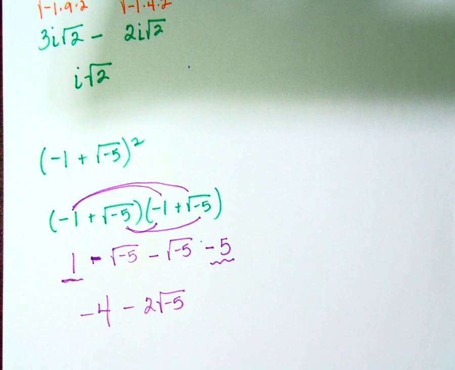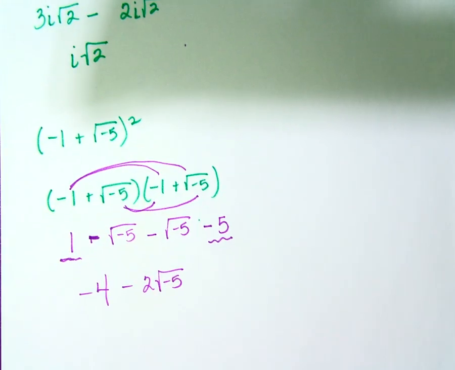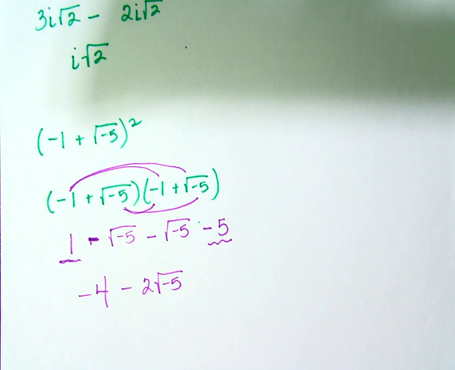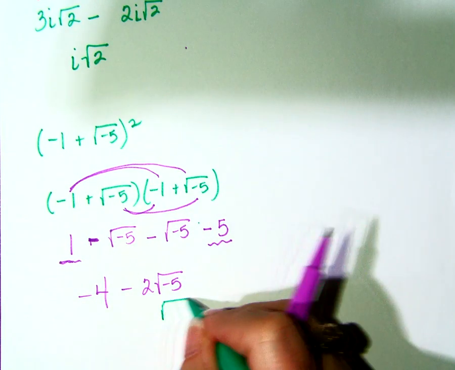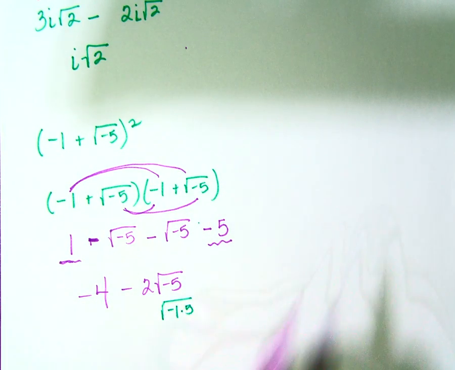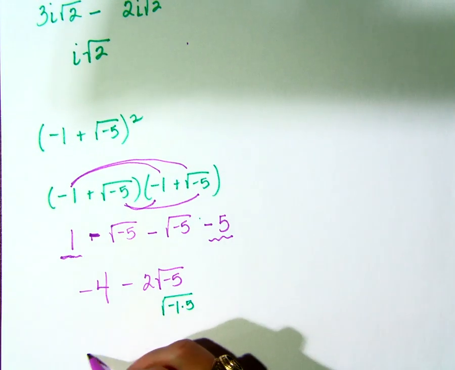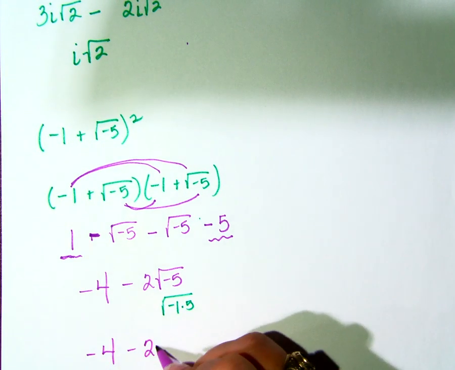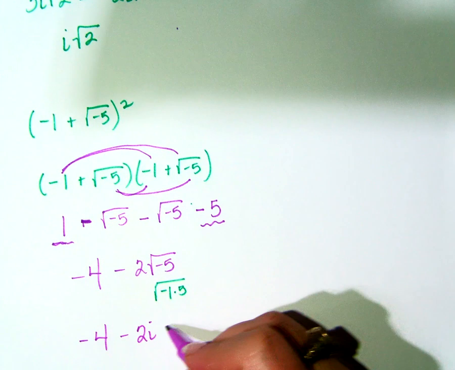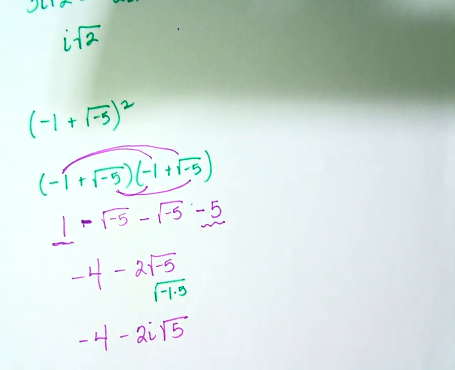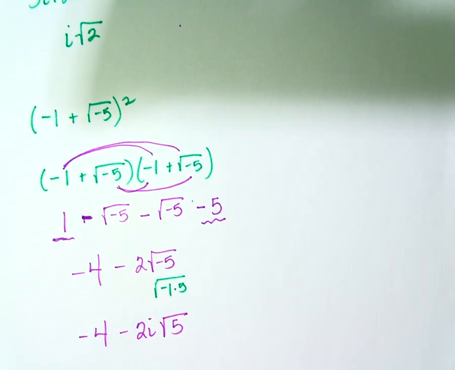But do I want to leave a negative 5 in a root? No. Where does it go? You could think of it like this: negative 1 times 5. Do I know the square root of negative 1? i. So I have negative 4 minus 2i. Do I know the square root of 5? No. So that's just the answer. That's all the way simplified.